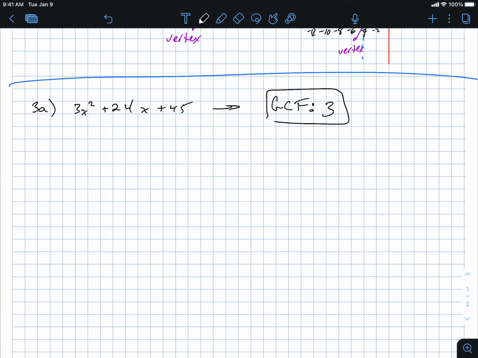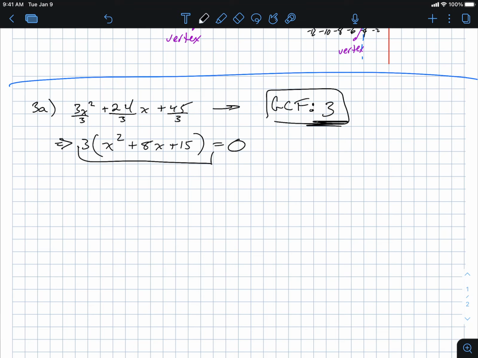Now in the next line, I want you to write down what's left after I remove this 3. We're going to get 3 out front, and then you tell me what's left. 3 divided by 3 is 1, so you get an x squared. 24 divided by 3 is going to be 8x. And 45 divided by 3 is what? 15, right? There you go. Okay, so now you have something that looks workable.